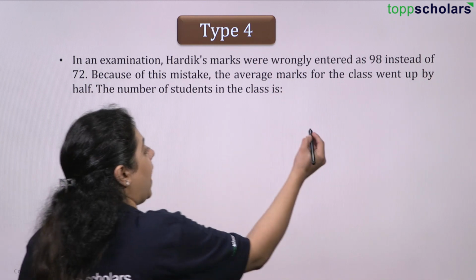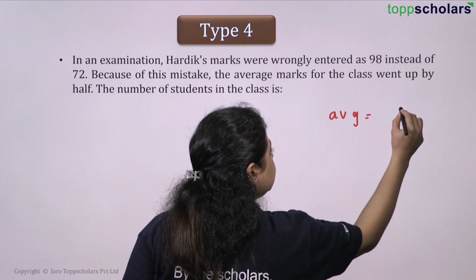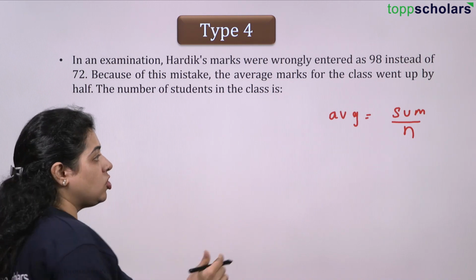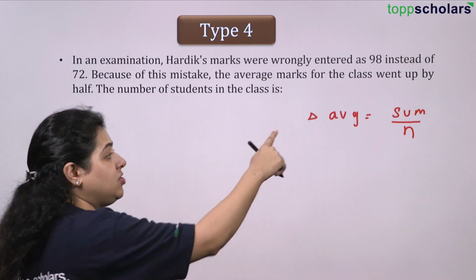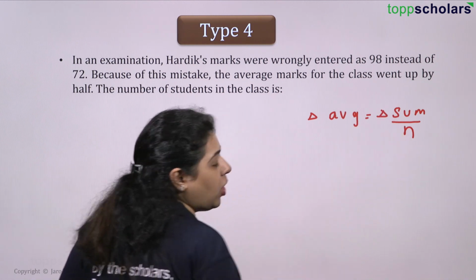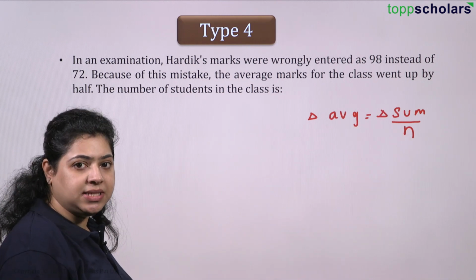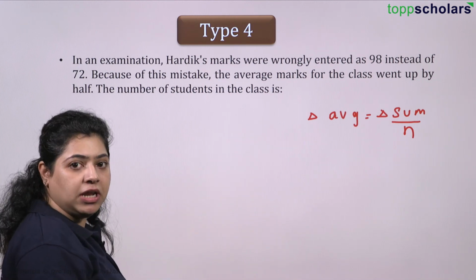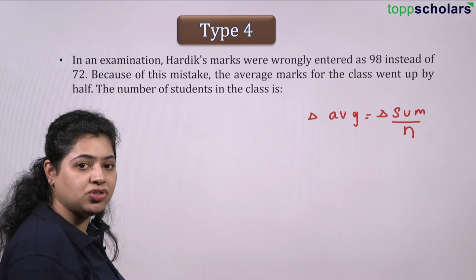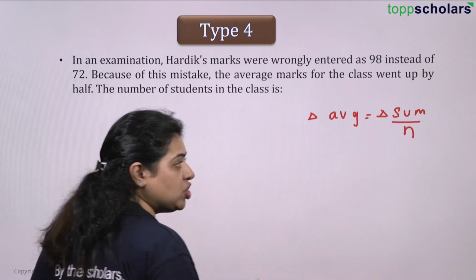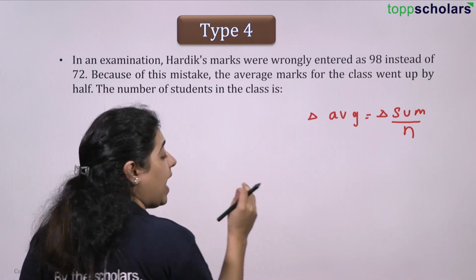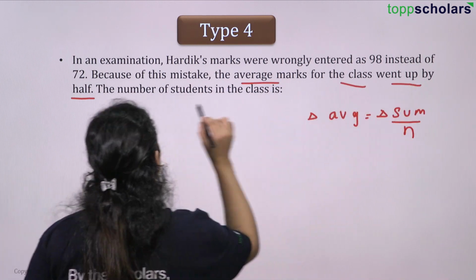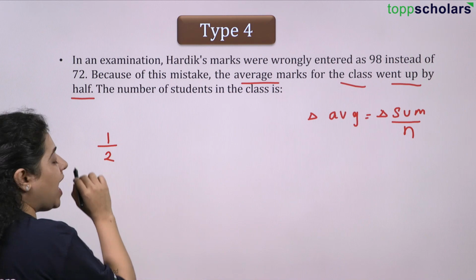So we know that for average, the formula is sum upon n. But here there is a change in the average. So the formula is: change in the average is change in the sum upon n. Here the number of students will remain the same, right, because the number of students is not increasing. It is only the marks that were incorrectly entered, and that is the reason the average is changing. So our change in the average is change in sum upon n. We are aware our change in average is what? Half. Average marks of the class went up by half. So our change in average is half.